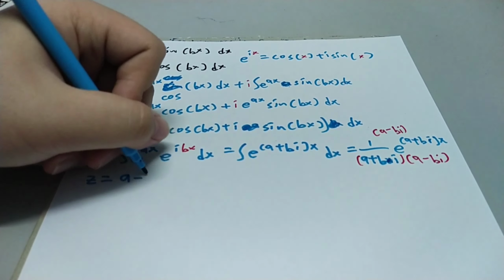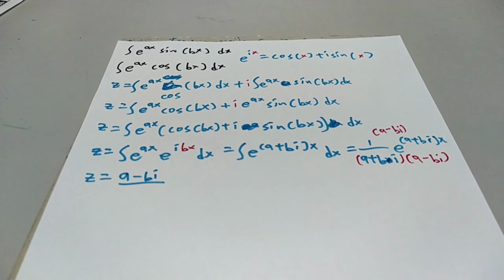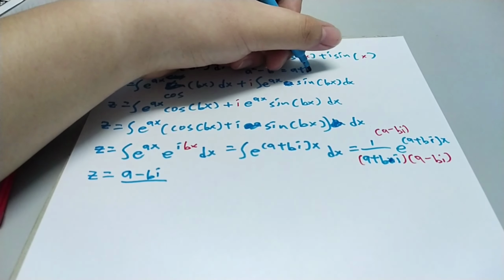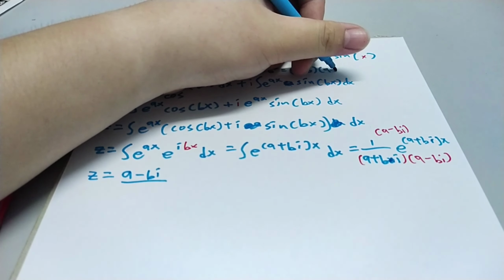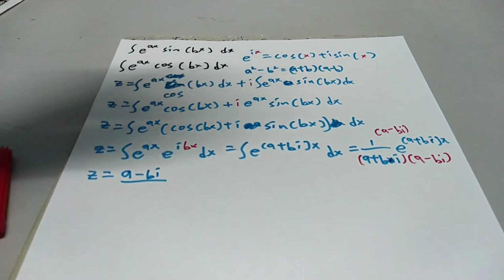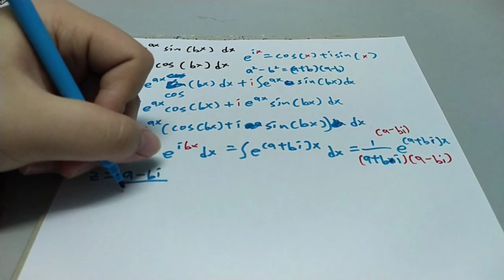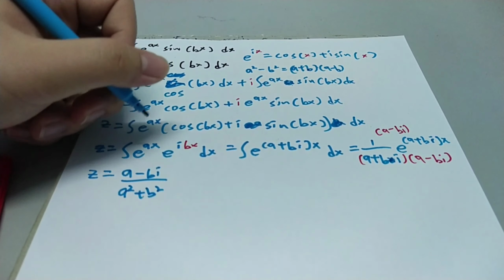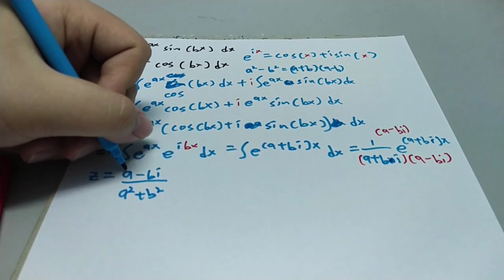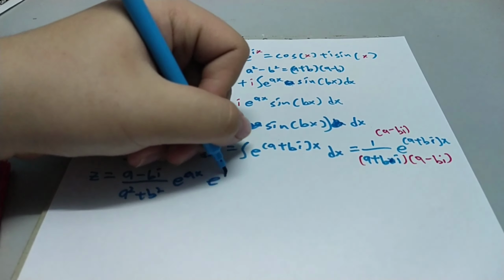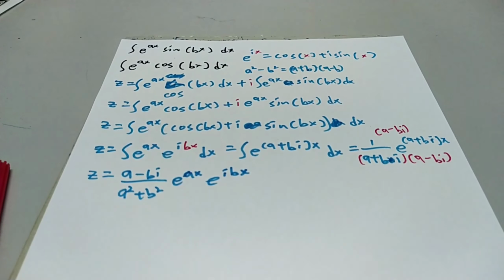Then I will have z is equal to a minus bi over, now this one, remember the difference of squares formula. So a square minus b square is equal to a plus b times a minus b. Then this one is equal to a square minus i square times b square, and i square is equal to -1. So a square plus b square, and then we're going to expand the e power of ax times e power of ibx. Why are we going to do that?